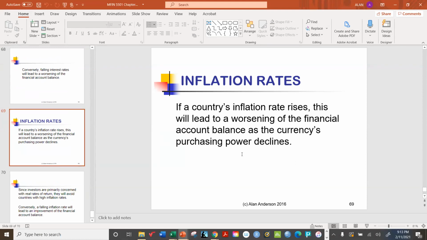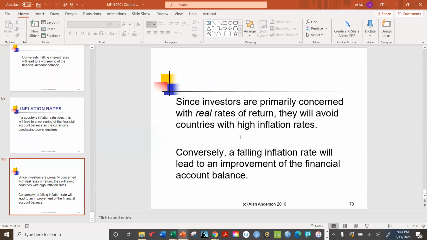And then finally, inflation rates. Inflation is bad news for a country. People do not want to invest their money in a country that has a lot of inflation. So therefore, if our inflation rate goes up, people will stop investing so much money in the United States, and they may also buy less US products. So therefore, our current account deficit might get worse, and our financial account balance will certainly get worse. So that's bad news, okay?